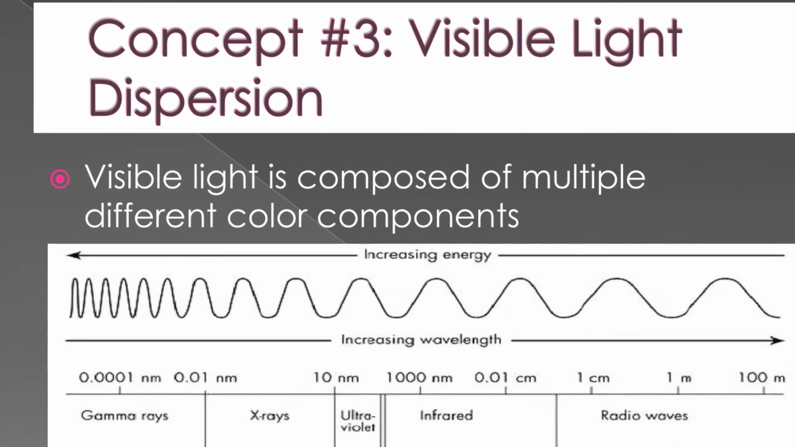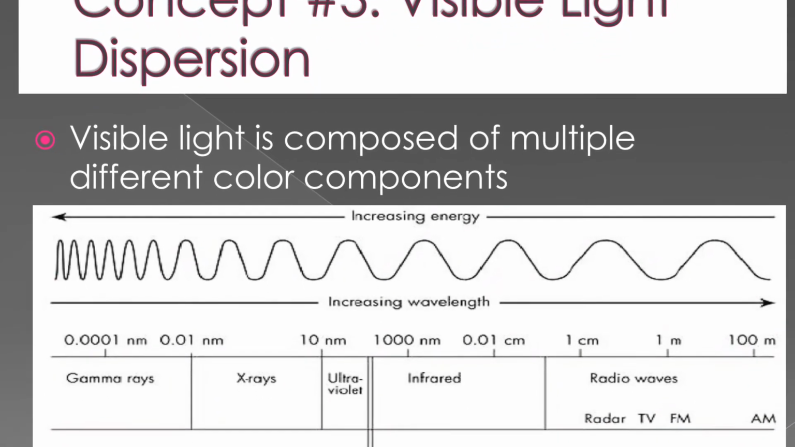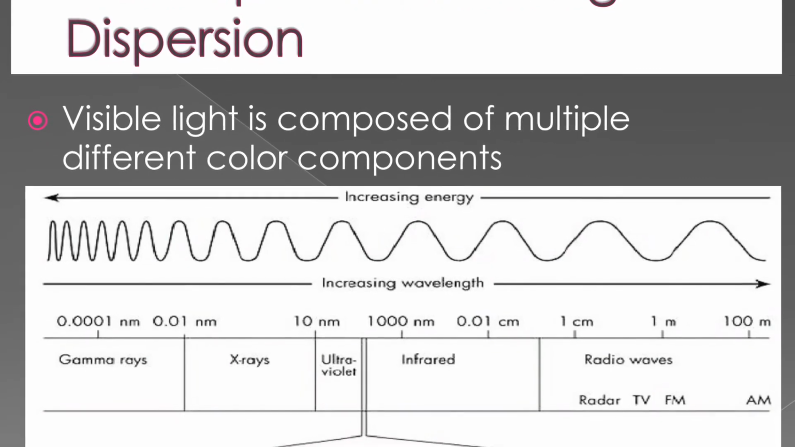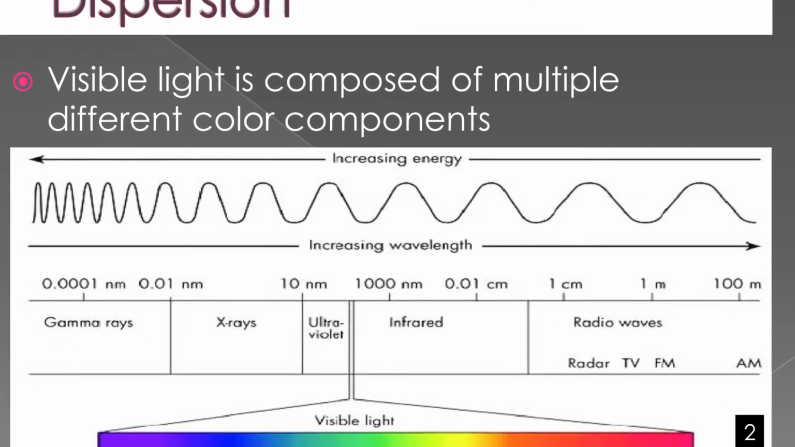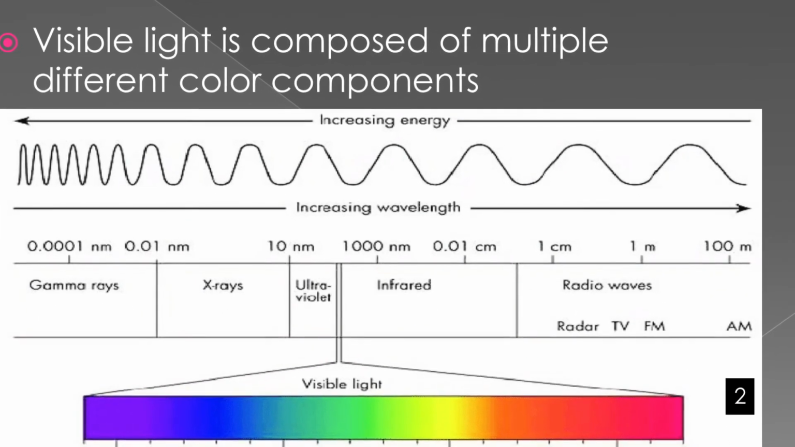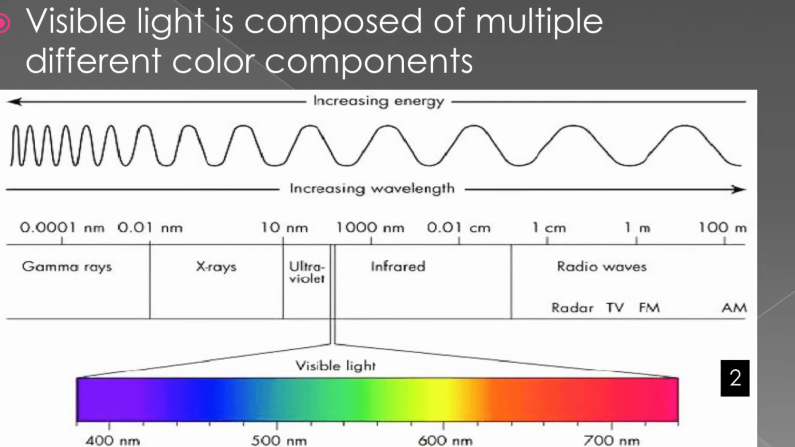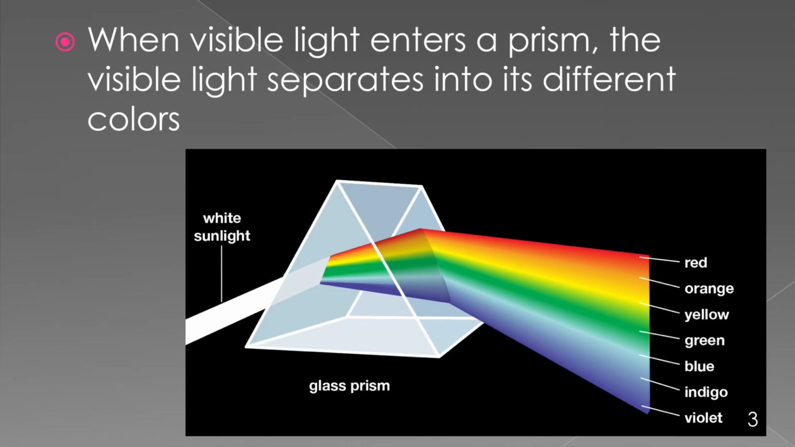Concept number three, visible light dispersion. Visible light is at the center of the electromagnetic spectrum. Now, this spectrum accounts for all types of energy that travel and spread outward. Visible light is composed of multiple different color components: red, orange, yellow, green, blue, indigo, and violet. When visible light enters a prism, the visible light disperses into its different color components because each color has a different frequency and will bend as it passes through the prism.